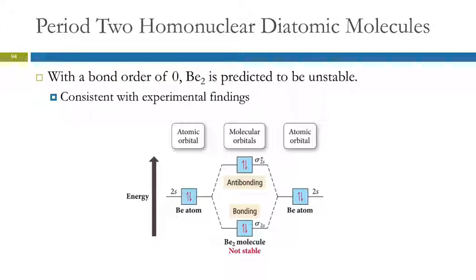Yes? What if it's Be2 2+? Be2 2+ would be different. Yes. Be2 2+ would not have 4 electrons, it would have 2. And so you would remove the 2 electrons in the antibonding orbitals, and that would have a bond order of 1 and would be predicted to exist.